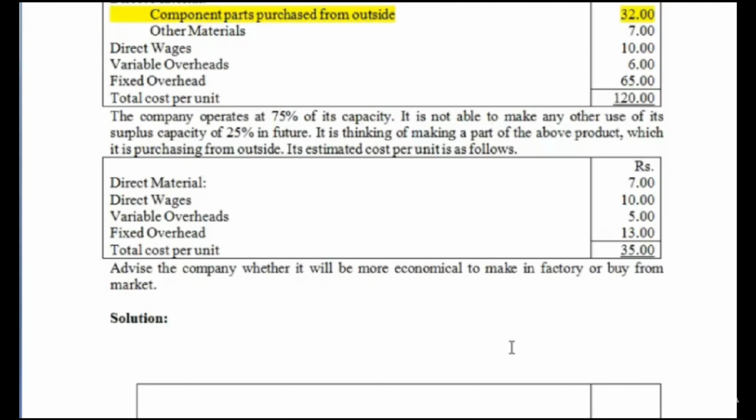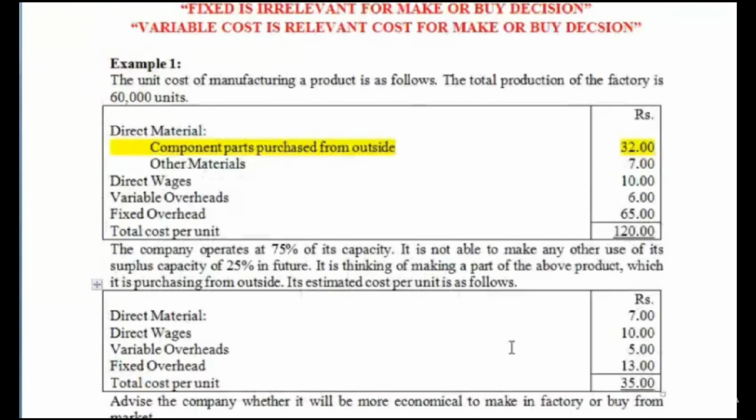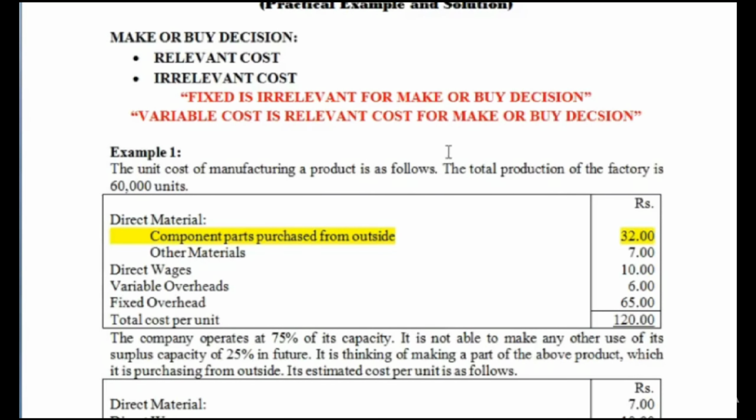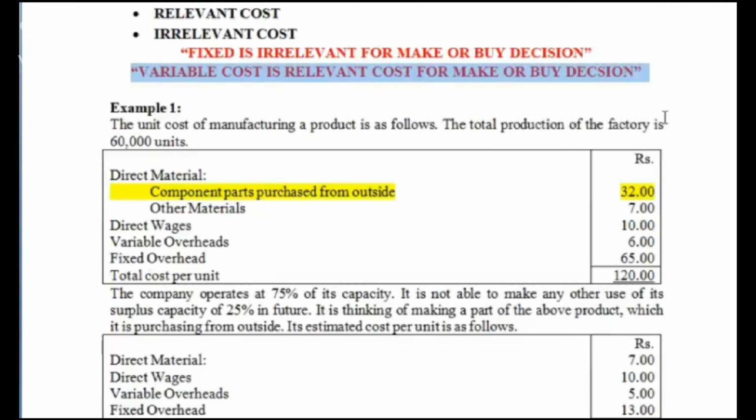Clear? But mind well, in an example, things are not always what they look like. The example has been given deliberately in that way. Clear? So one fundamental I have discussed with you, that in a make or buy decision, fixed cost is irrelevant. Fixed cost is not considered while you are taking the decision of make or buy. While taking a make or buy decision, only variable cost is considered, right? Variable cost is only to be considered for the purpose of taking make or buy decisions.